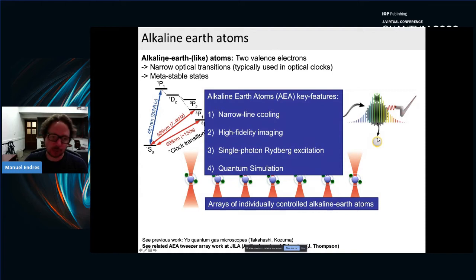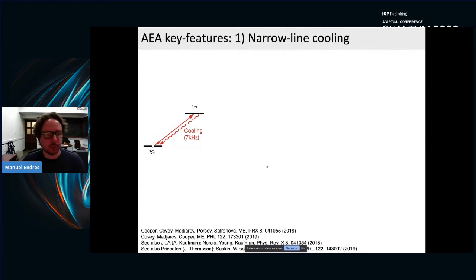For the experts, the results are all with strontium 88, which has no nuclear spin. Let me start with narrow line cooling. I think this is one of the nicest features. So we use the 7 kilohertz broad line.